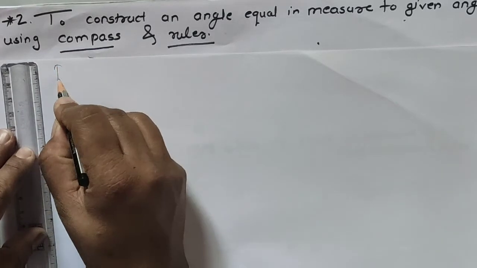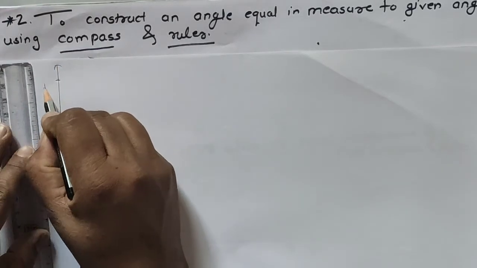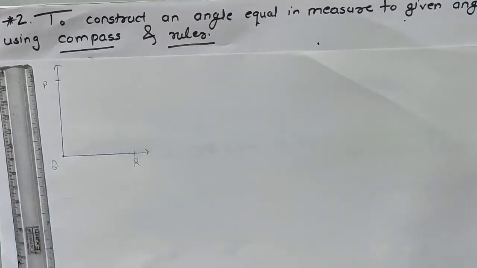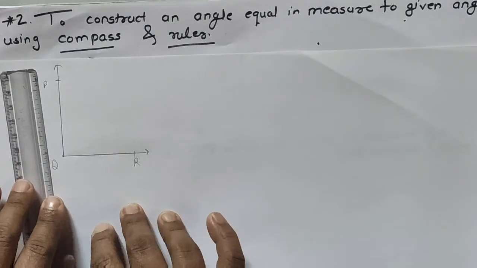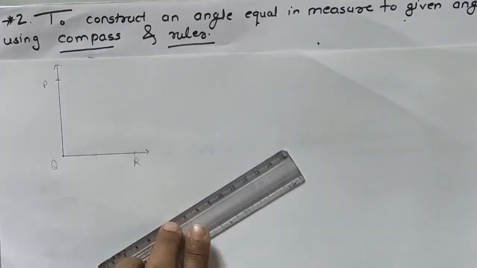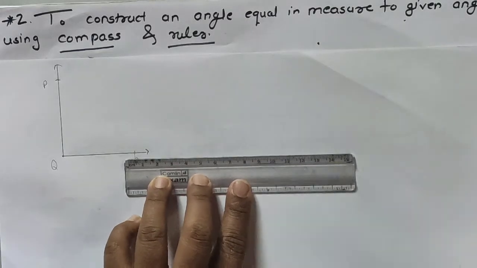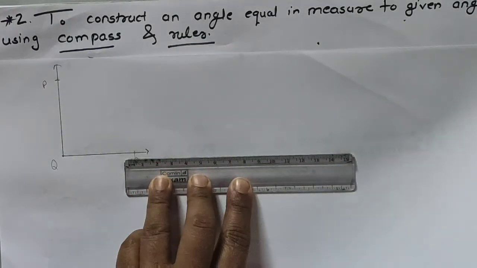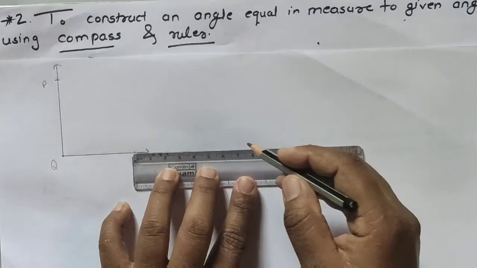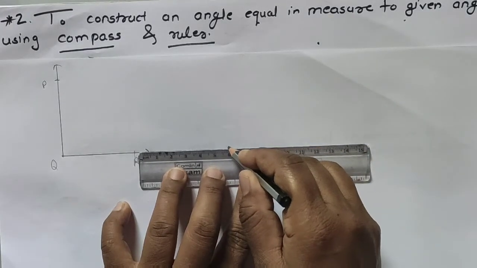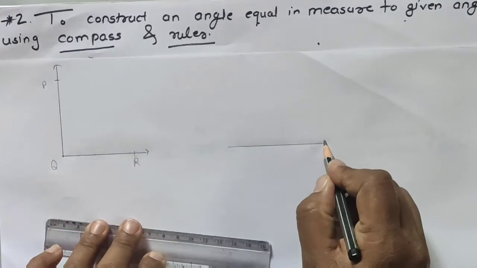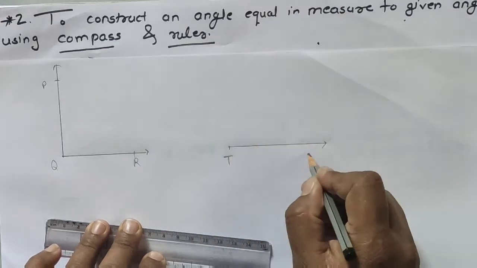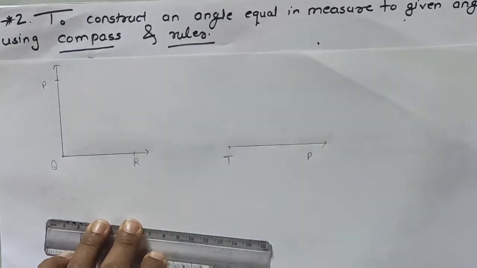I will name it PQR. Okay, now this is angle PQR. I have to draw the angle which is identical to this. So first of all draw the ray. Suppose this is ray TP.